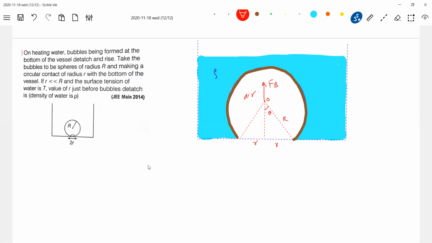Now tell me how the force due to surface tension will act on the bubble. Here it should act in this direction. I'll call it F dash. This angle is 90 minus theta, and this is theta. Your question is why we are taking the force due to surface tension here. Not only at two points, how will it act?